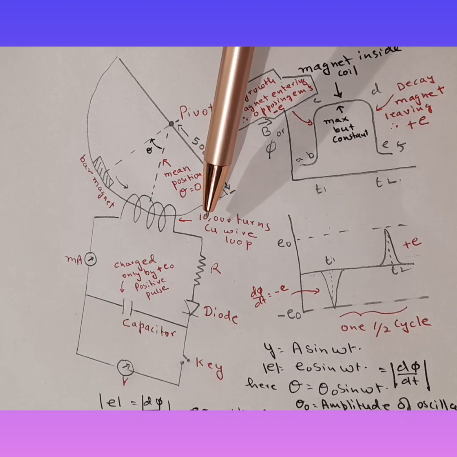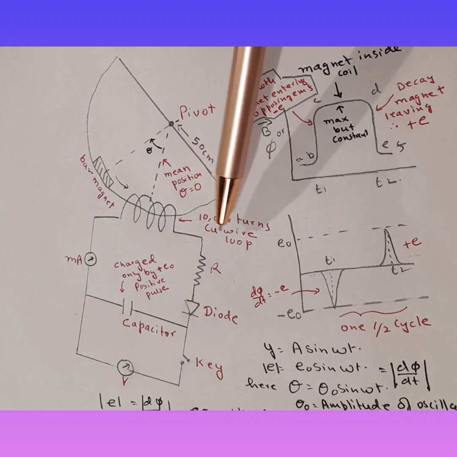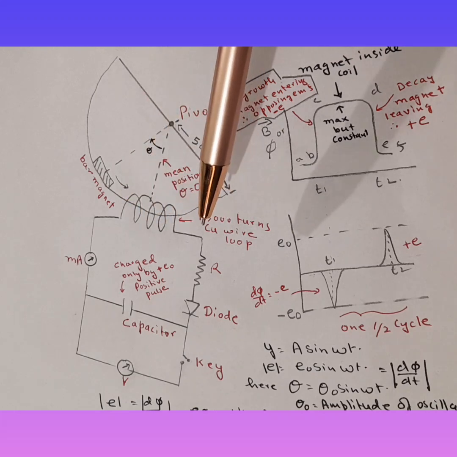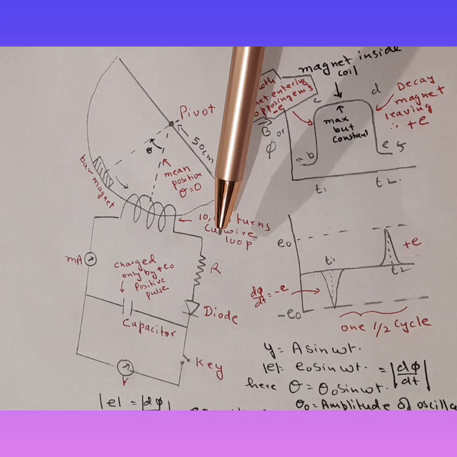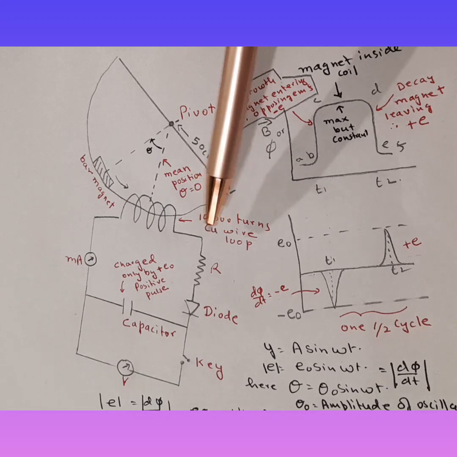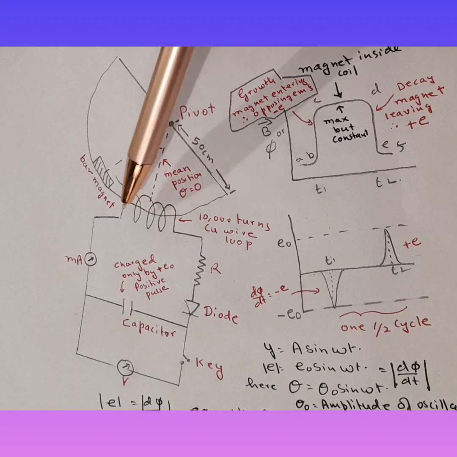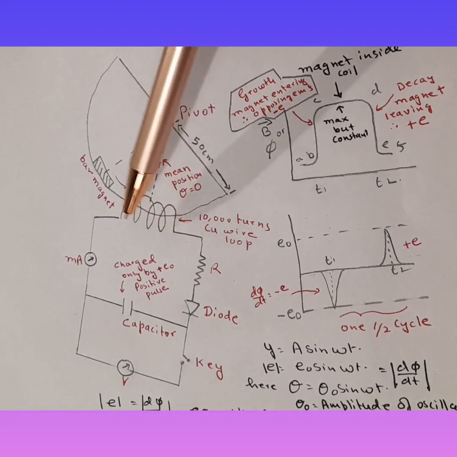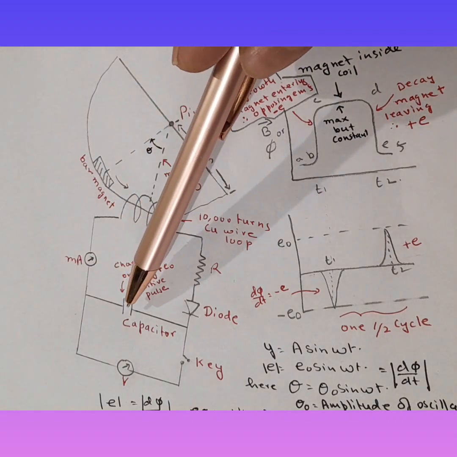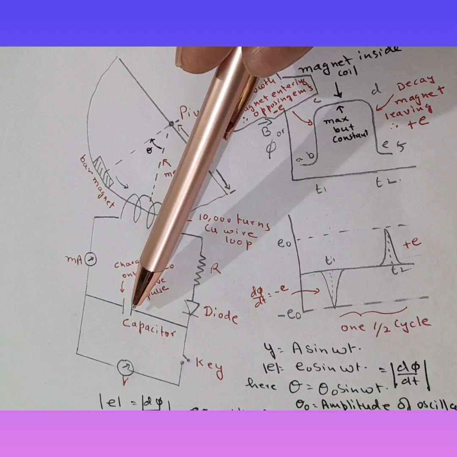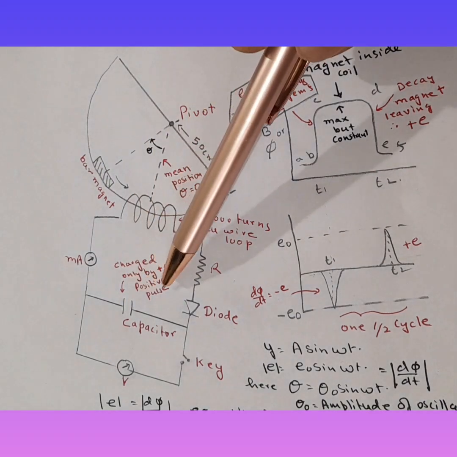N phi, so N is 10,000 turns, so flux is 10,000 times that of only one coil. So it is directly proportional to flux, and it is inversely proportional to time period. Why inversely proportional to time period? Shorter the time period means it's moving faster, so the rate is very fast, and EMF generated also would be pretty high. As a result of that, the capacitor also would be charged more. Alright, okay, so that's what it is.